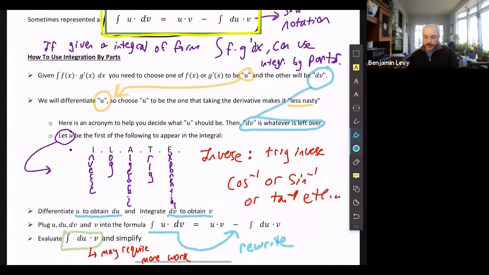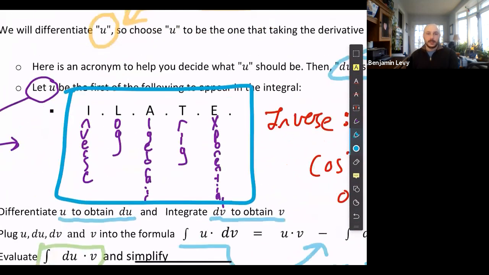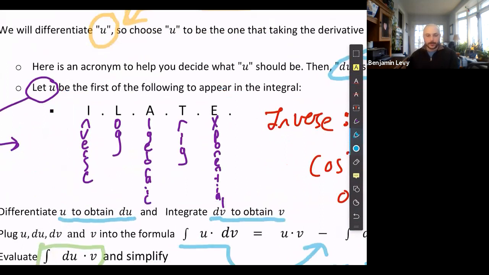And we have this acronym to choose u, right? So this ILATE, I-L-A-T-E, I always think like, I'm late to class or something. That's how I remember it. ILATE just tells you to go through those one at a time to determine what u should be.